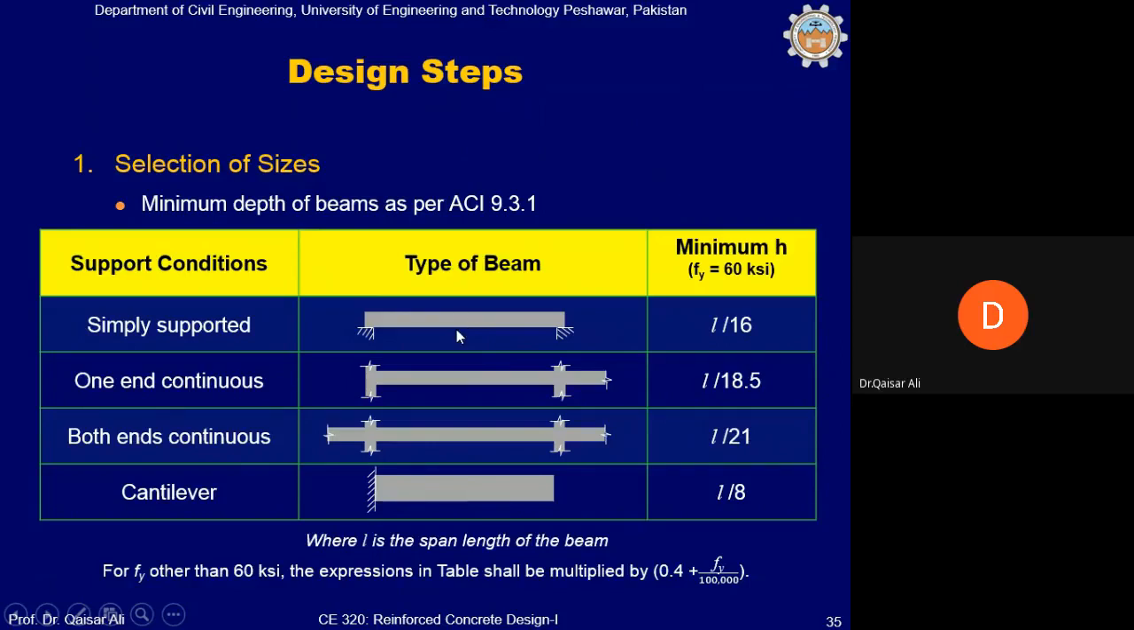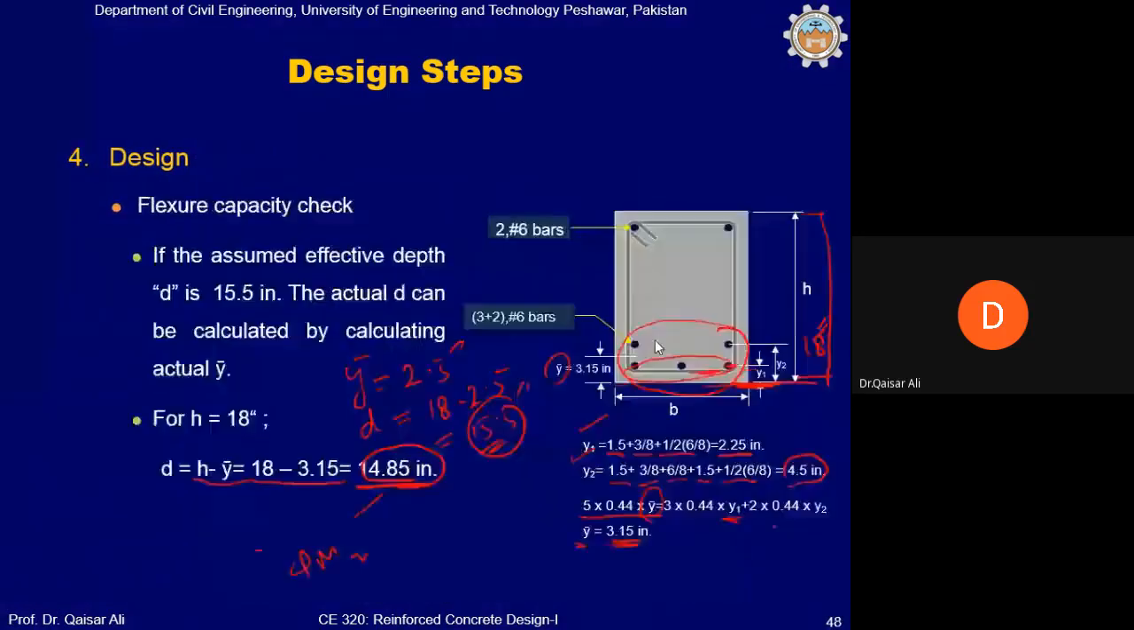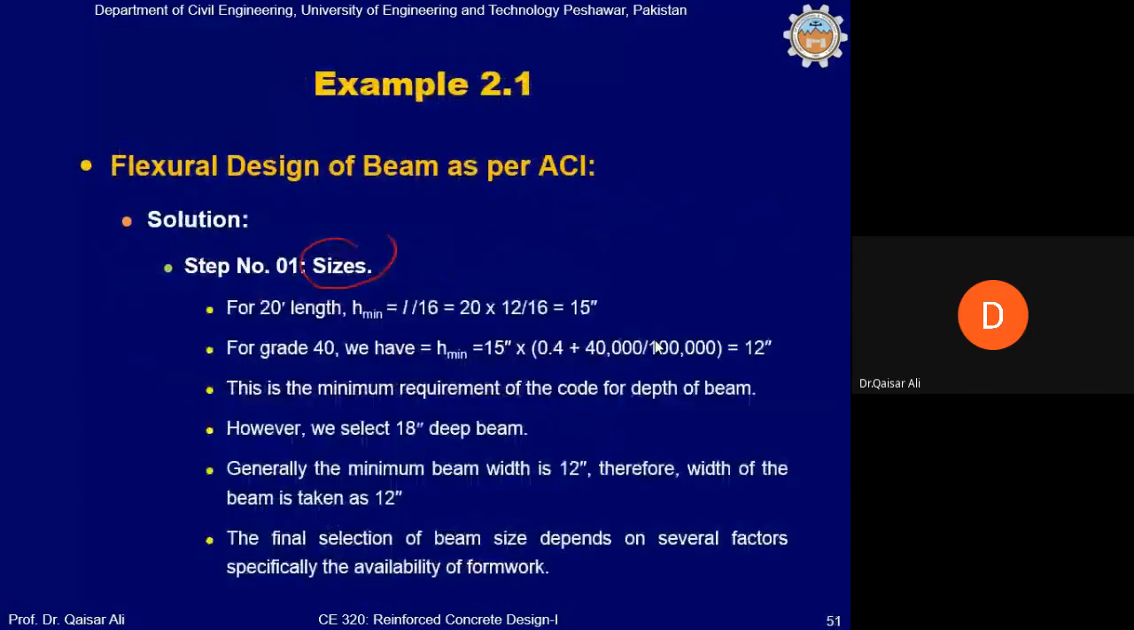The code wants to make sure that certain minimum depths are assumed for the depth of the beam, so that the beam does not excessively deflect under the load. Okay. So L by 16 is the equation that we will use in our example to estimate the depth in the beginning. When we use L by 16, L is 20 feet, so 20 by 16, and multiply by 12, gives 15 inch. So 15 inch is the minimum total depth required as per ACI.